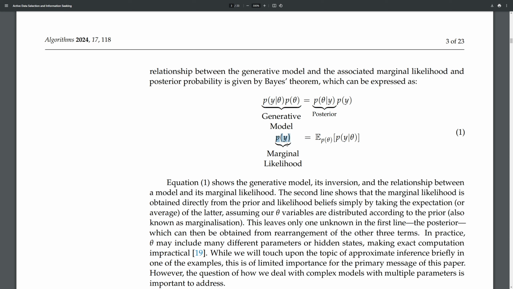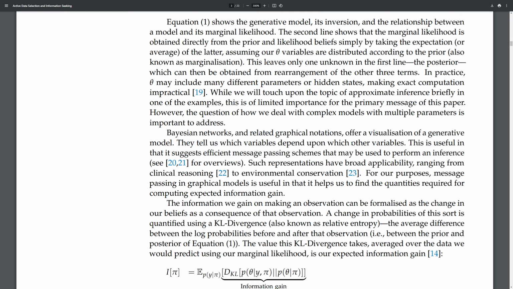This data itself is going to be called the marginal likelihood, and is going to be built of the expectation based on the parameter distribution of the probability of getting y based on your parameters theta.